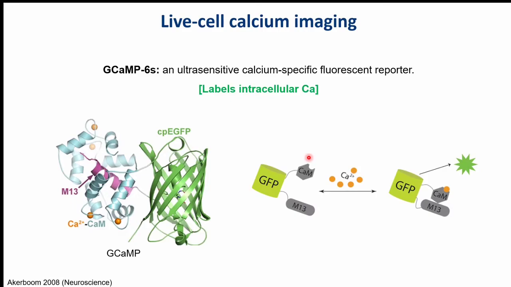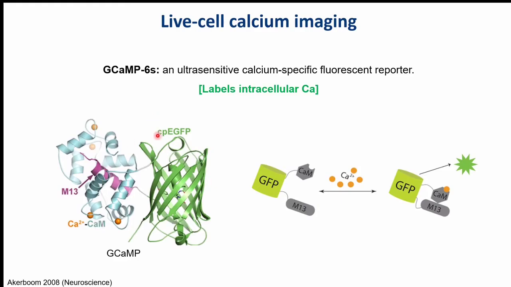This probe is made up of mainly three components: circularly permuted EGFP, or cpEGFP, shown in green, which is a fluorophore; CaM, which is calmodulin, a calcium binding protein; and M13, which is a myosin light chain peptide that binds to calmodulin. Calcium binds to the calcium binding protein calmodulin, and then triggers a very high increase in fluorescence.